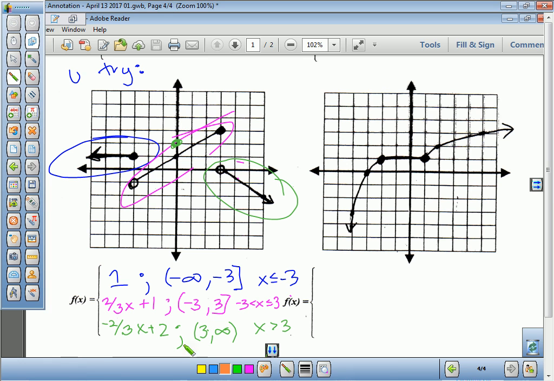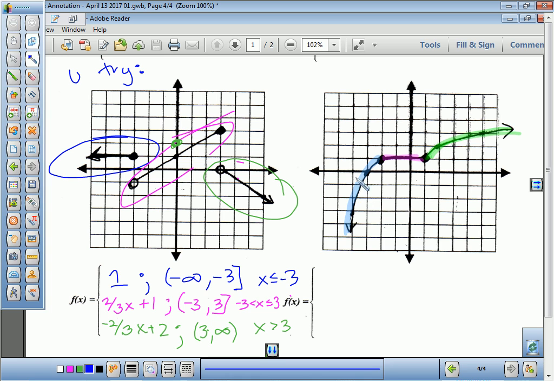Alright, we'll do the same thing with this one. We'll do this part. We'll do this part. And then we'll do this part. So let's talk about what you think they are. What do you think the blue part is? It's a piece of a parabola.